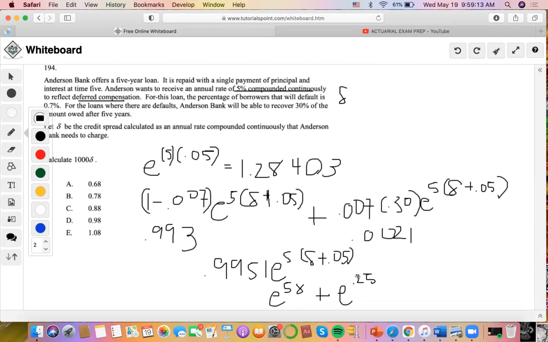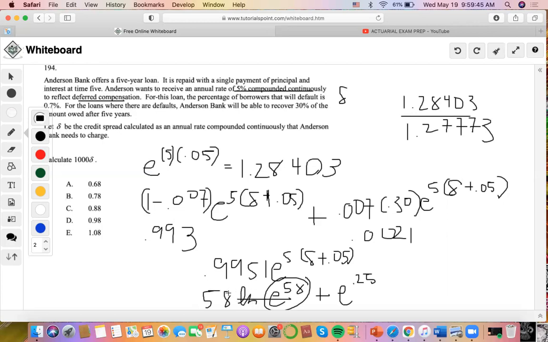So we end up getting that part, so we can move it to the other side of the equation. So we'll get 1.28403 over 1.27. Right? So all that we have left is the e to the 5 times force of interest. So we could use logarithms. We could do 5 times the force of interest times ln e.